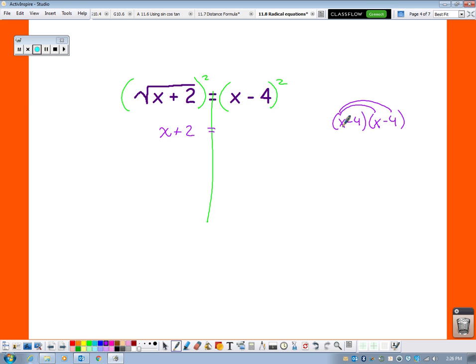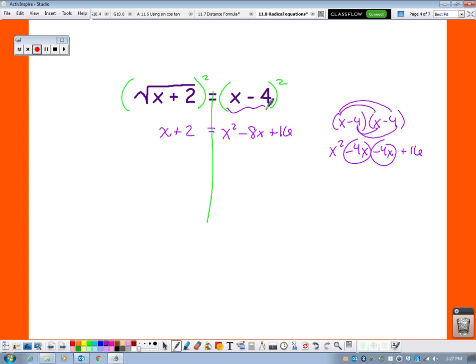So first I'll distribute that x. So x times x is x squared. X times negative 4 is negative 4x. Then I distribute the negative 4. So negative 4 times x is negative 4x. Negative 4 times negative 4 is positive 16. I have some like terms. I'm going to write it over here as I clean it up: x squared minus 8x plus 16.